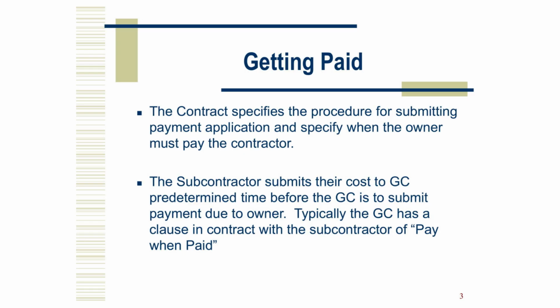Subs send their numbers to the GC ahead of the GC submission. Most subcontracts include a pay when paid clause. That means the GC pays the sub after the GC is paid by the owner.